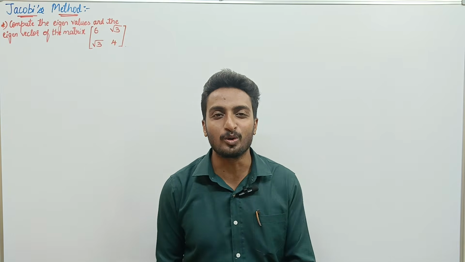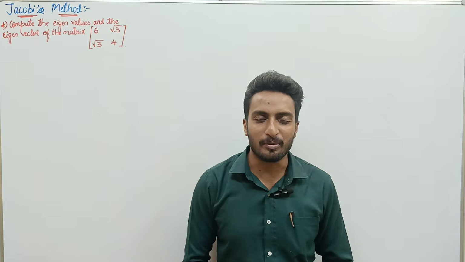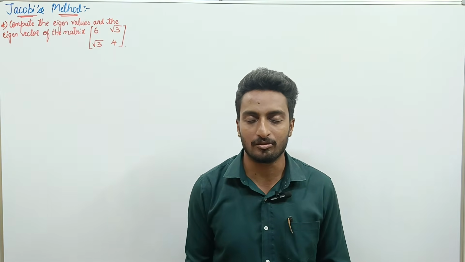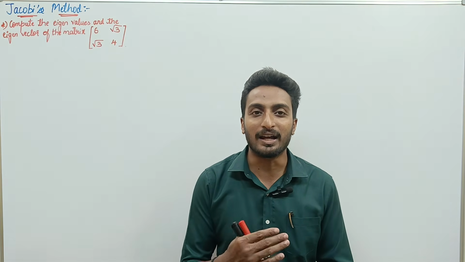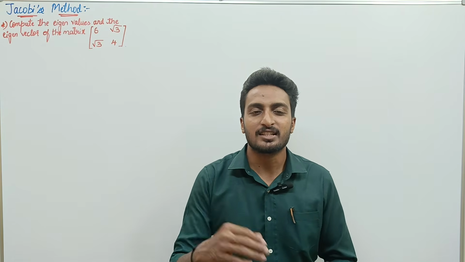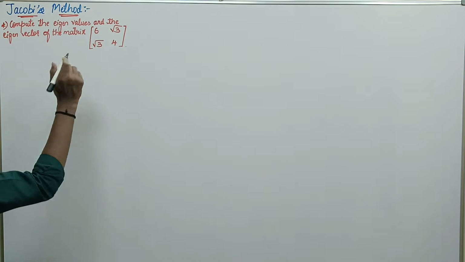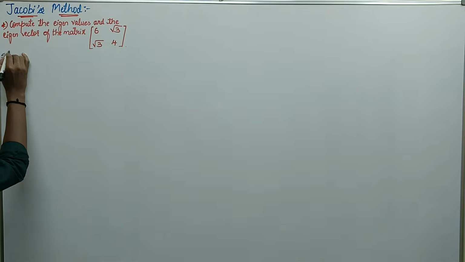Today we are going to learn how to solve the problem on Jacobi's method. Considering the given square matrix, we are going to represent the Jacobi's matrix step by step. How to represent the solution and how to simplify the solution, I am going to teach you step by step. First, let us represent the given matrix solution.